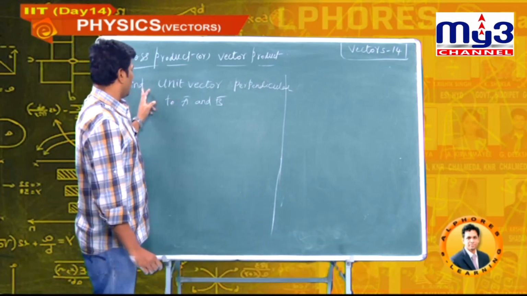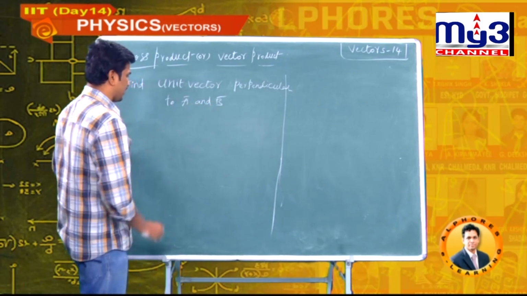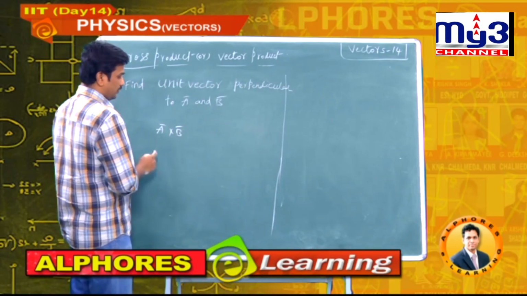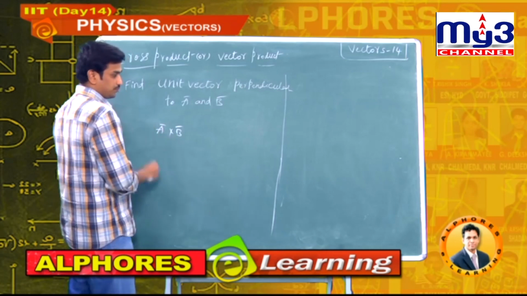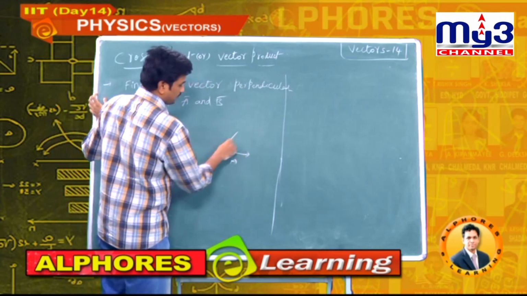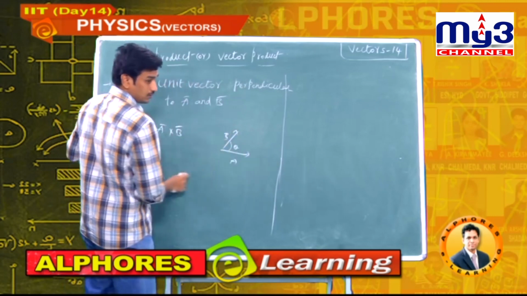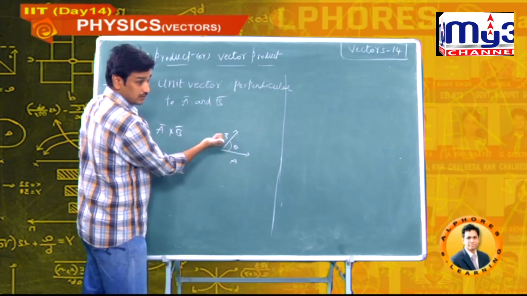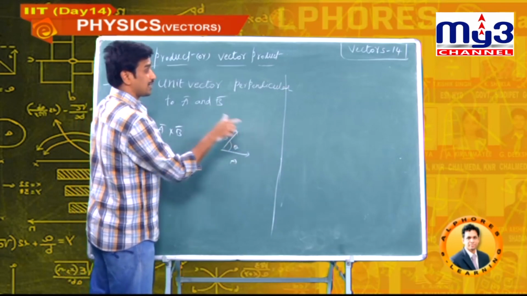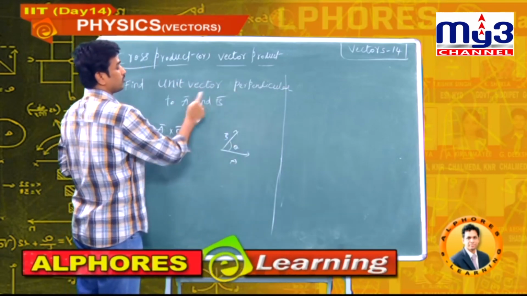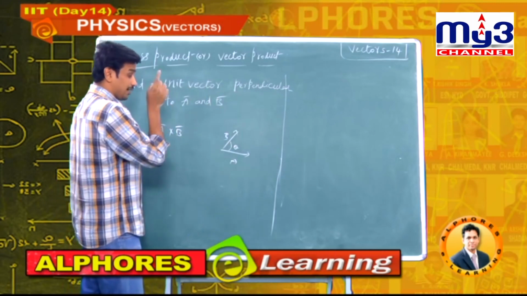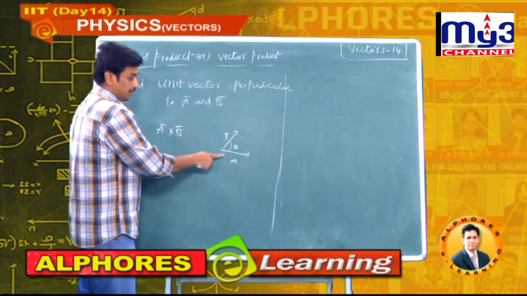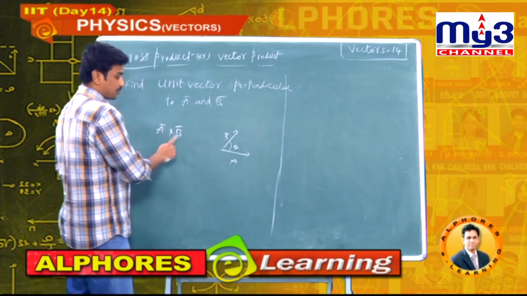Here, the vector perpendicular to A bar and B bar is A bar cross B bar. Now they are asking for the unit vector of this A cross B, the unit vector perpendicular to A bar and B bar. First, write down the vector perpendicular to A bar and B bar. The vector perpendicular to A bar and B bar is A cross B.